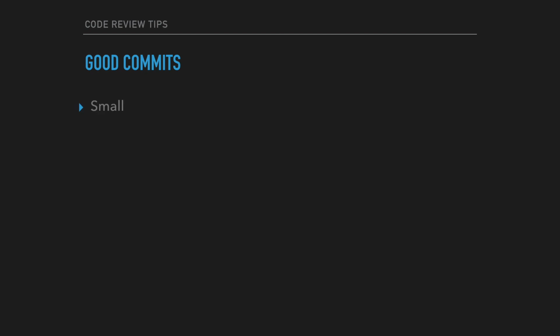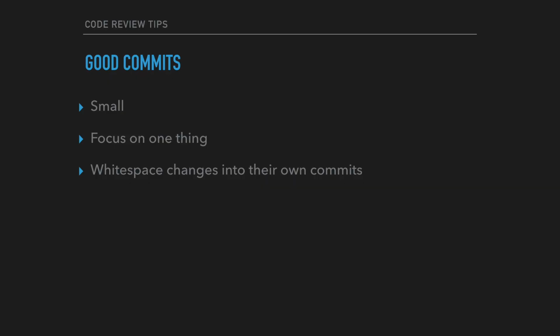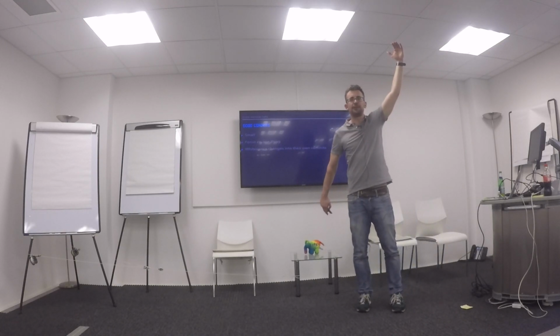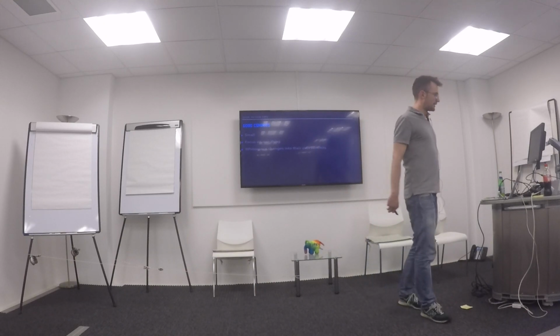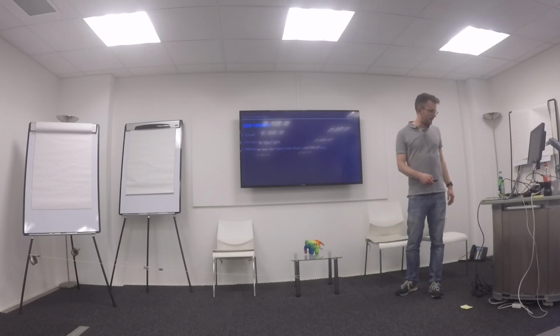So good commits are small and focus on one thing. It's the same advice you give for a class or a function: small, focus on one thing. If you've got a commit full of whitespace changes, do that as a single commit and don't have anything else in there. We also say put your composer updates into a single commit, because otherwise that big composer lock file just gets in the way. Put that in one commit.